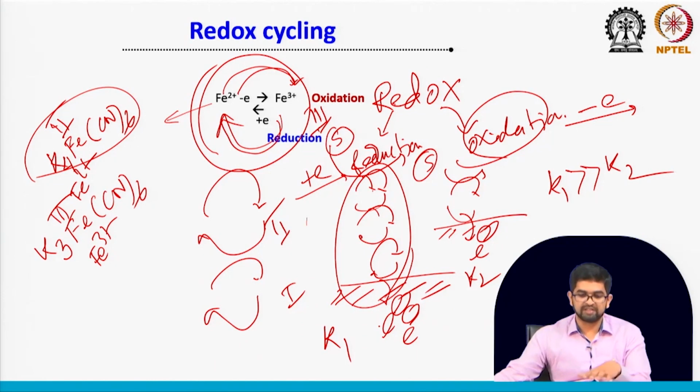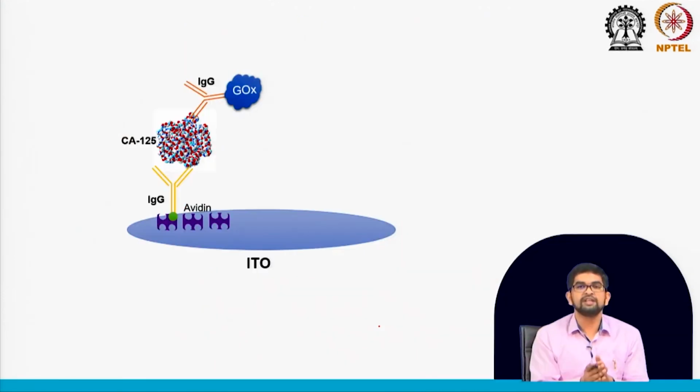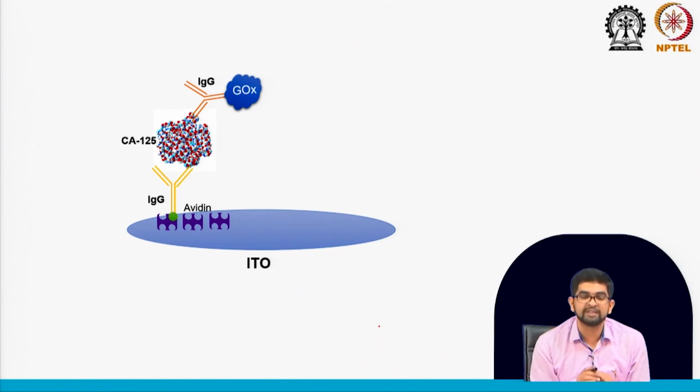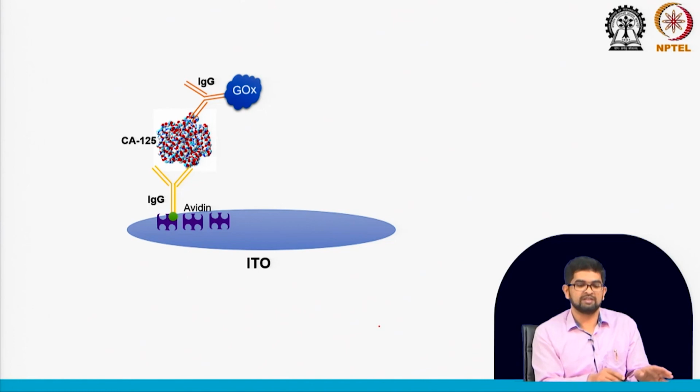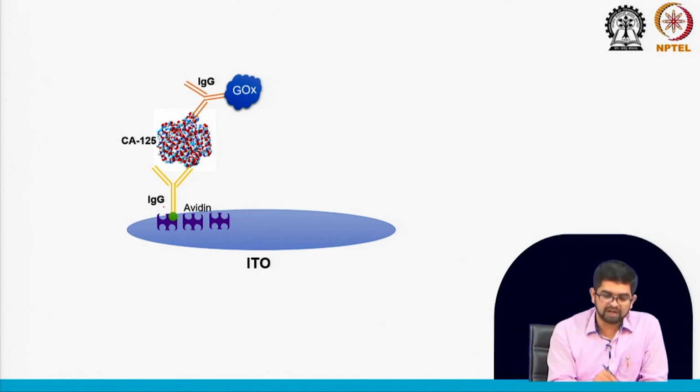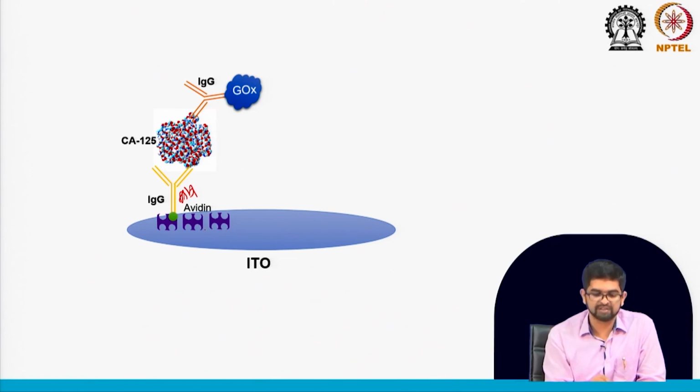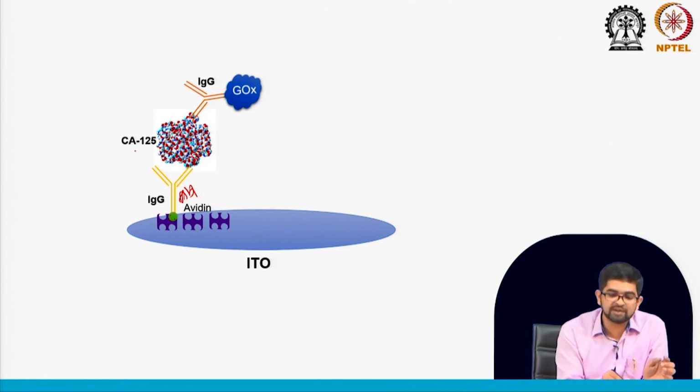Okay, so just now I told oxidation and reduction. Now I will come to a real example with redox cycling. I think this part I already taught you in the last few slides. You have a primary antibody on the sensor surface, that is an avidin coated ITO electrode. That is the biofunctionalization I already taught. This primary antibody is already conjugated with biotin. Avidin and biotin have strong interaction. Like this way, I form a sensor surface. Clear? So this sensor surface is ready for CA125 detection.